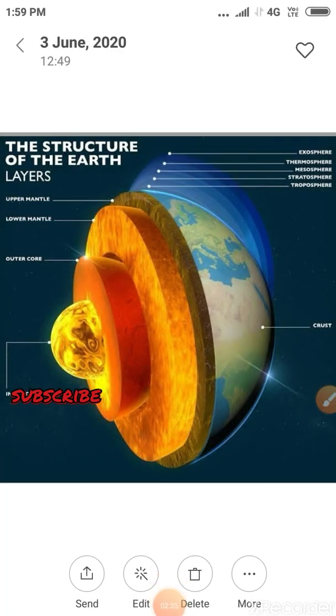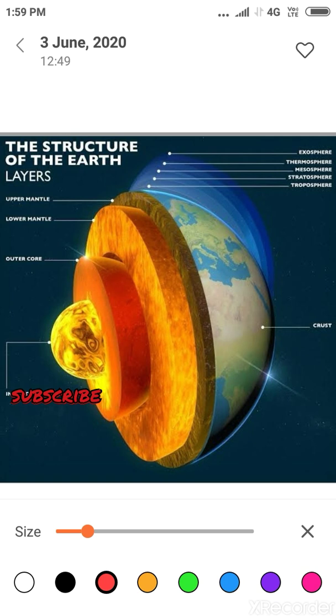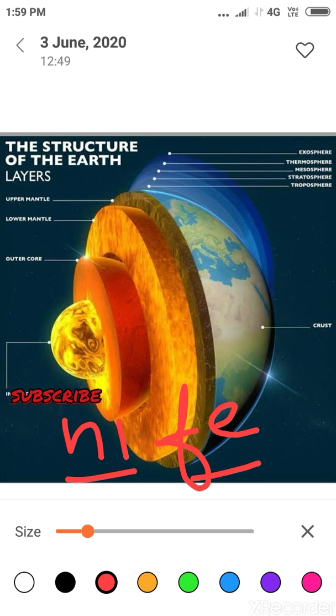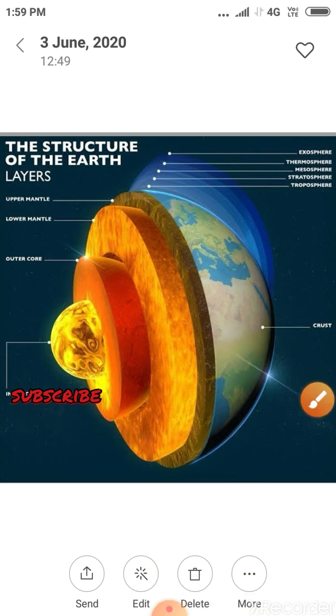The innermost layer is the core. The radius of the core is about 3500 km. It is mainly made up of nickel and iron. Thus it is called NiFe. Ni means nickel and Fe means iron. The central core has very high temperature and pressure. So I think this is clear.